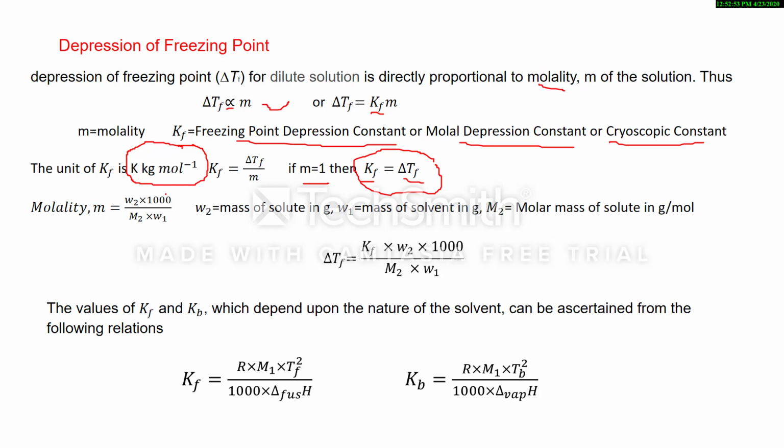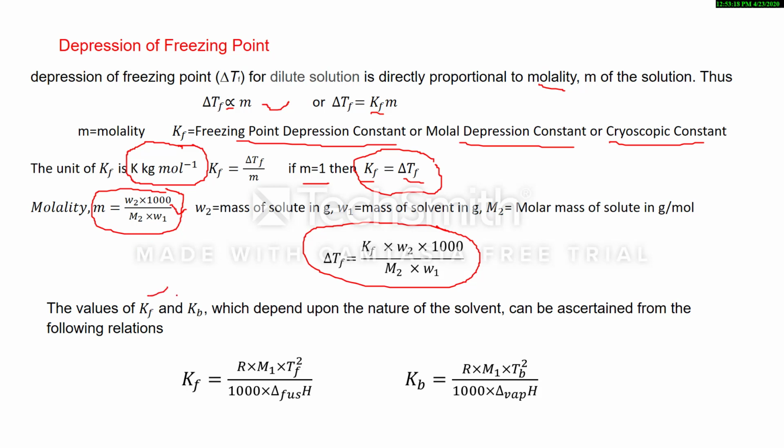Then again, if this is the formula of molality, if we put this formula, then we will finally get this relationship. In this case, again 5 parameters are there. If 4 are given, the fifth can be calculated. Is it clear? This is about depression of freezing point.